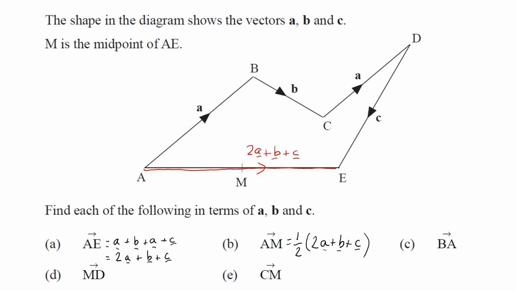Okay. How do I get from B to A? I'm starting at B, I'm going back along this line, back to A, so I'm going in the wrong direction, I'm going in the other direction of the arrow. Okay, so it's going to be negative A.